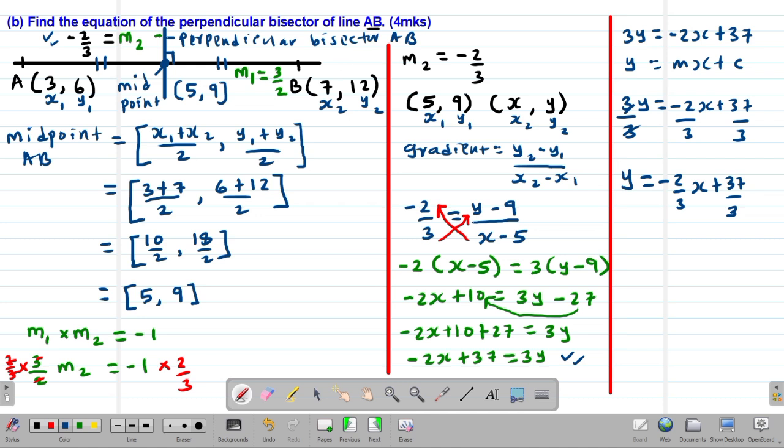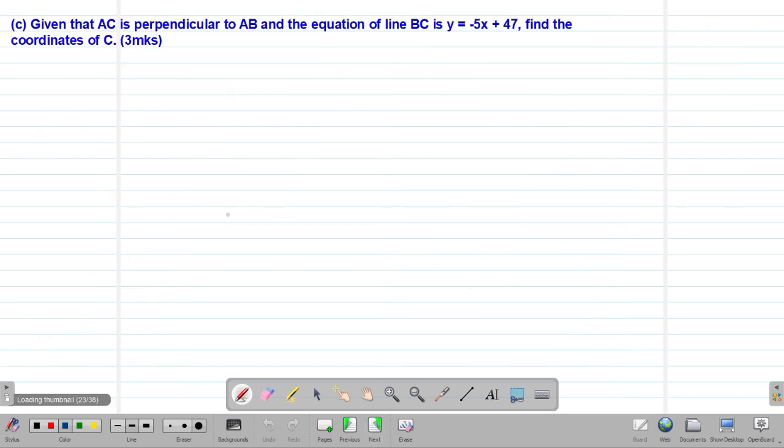So the key point to note, perpendicular bisector, use M1, M2 to get the gradient. Then the point through which that particular perpendicular bisector will pass through will be the midpoint of the line whereby the perpendicular bisector is being drawn. Then we move to part C of the question, whereby we are being told that given that AC is a perpendicular bisector to AB and the equation of line BC is this, find the coordinates of the point C.